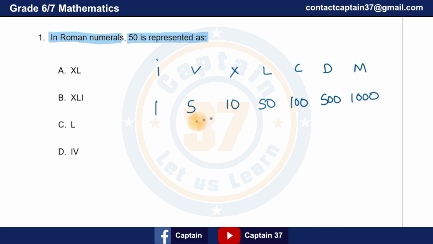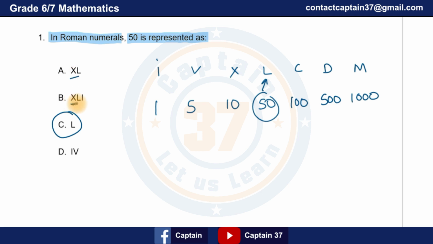So you can see already, just by knowing the base Roman numerals and the numbers which they represent, we can tell that in Roman numerals, 50 is represented as L. Therefore, the answer here cannot be A. It is not B. The answer is C. But before we leave this particular question, what do you think XL stands for?